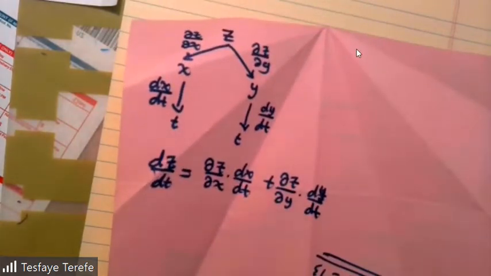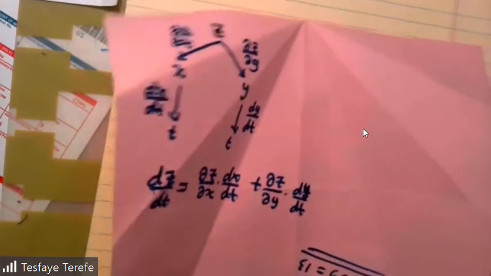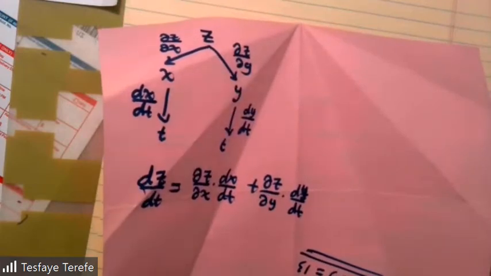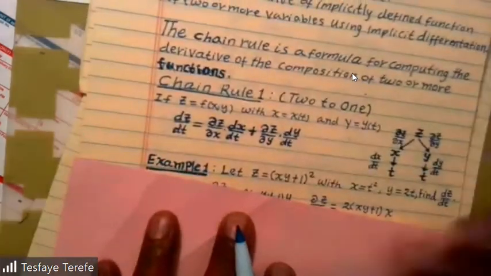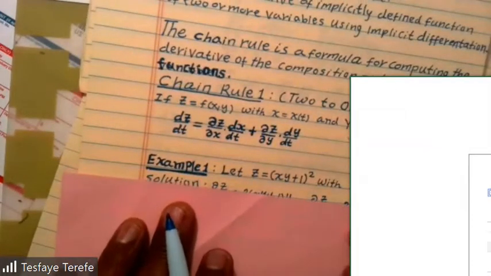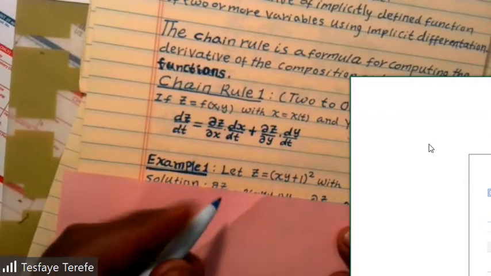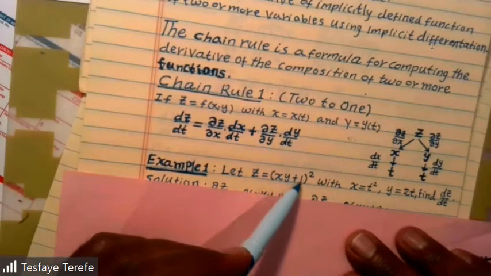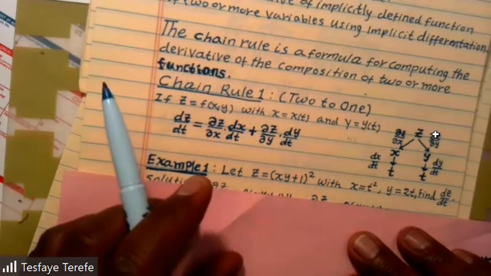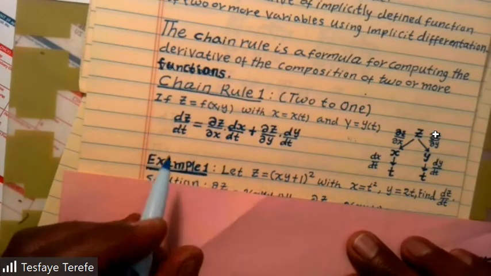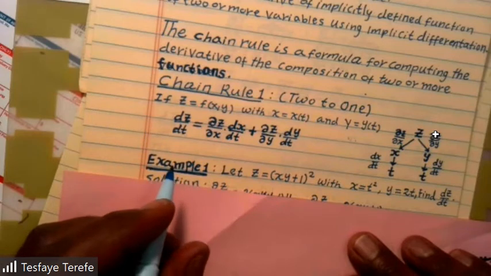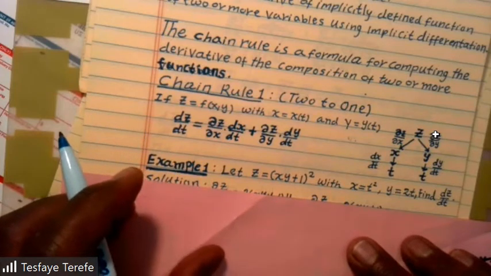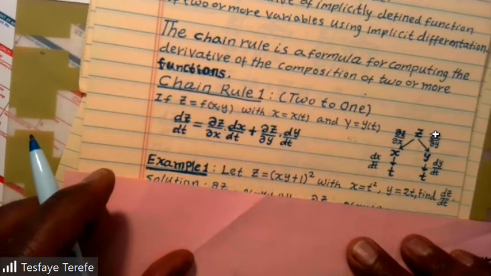And actually, drawing the tree diagram is really important. And I really want you to remember that. And what I'm going to ask you is this. Let z equals the quantity xy plus 1 squared, with x equals t squared and y equals 2t. Find dz/dt. Go ahead.